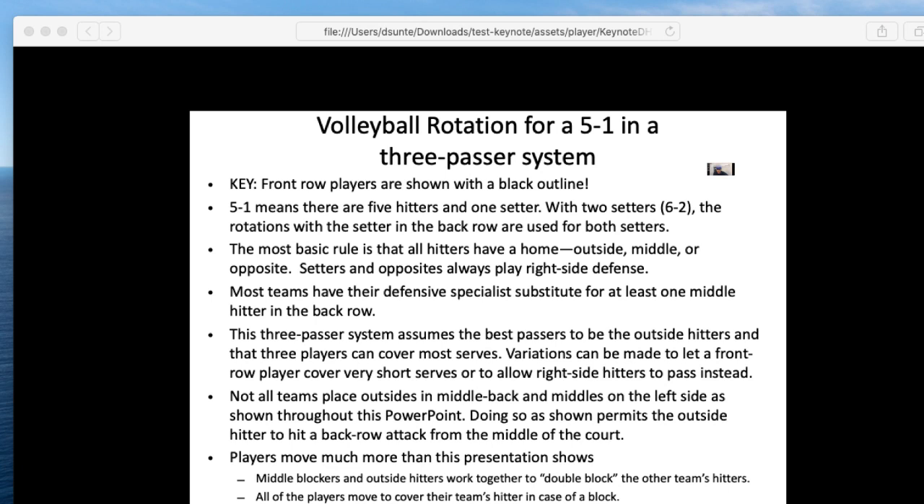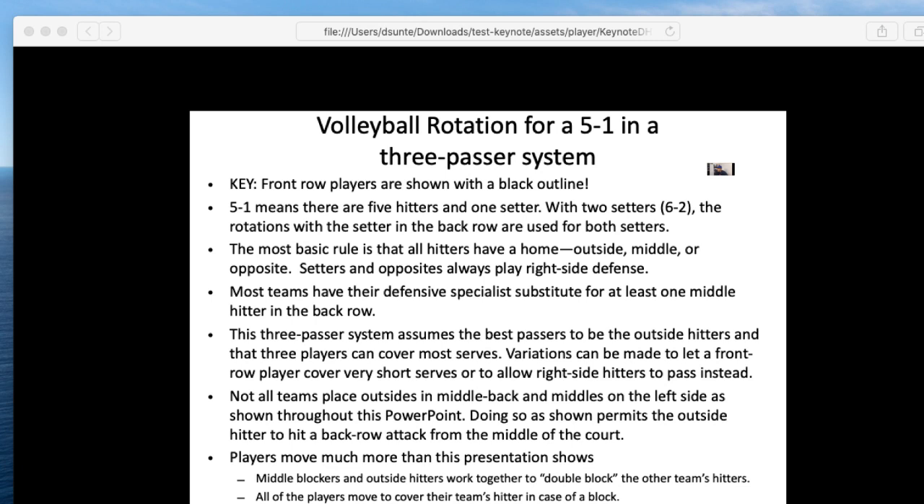So the most basic rule is that all the hitters have a home: an outside, a middle, or an opposite. The setters and the opposites always play on the right side defense. Middles are in the middle and outsides are on the left-hand side. Most teams have their defensive specialist or a libero substitute for at least one of the middles or even an outside.